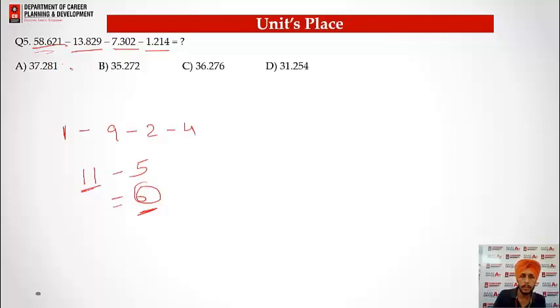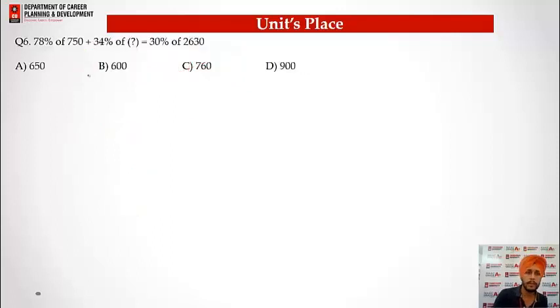So option A will not be our correct answer, right? Option B too will not be our correct answer. So here we have only a single option with 6 as the units digit. So option C will be our correct answer. So guys, see, we have done this question within a few seconds with the help of units place. Let's have another question on the basis of units place with a percentage sign.